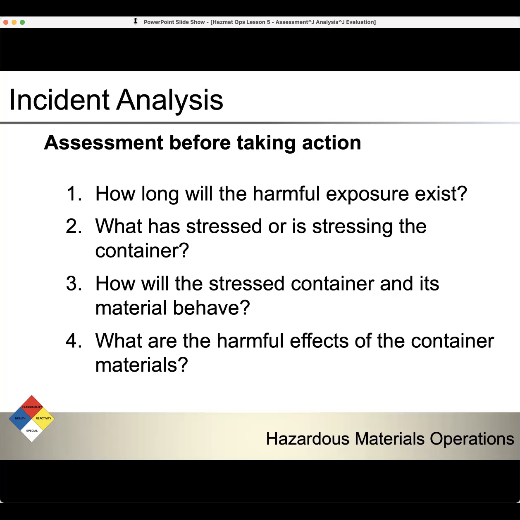If the container is not opened already, hasn't been breached, how will the stressed container and its material behave? So what is the type of breach that we can expect, and what's the dispersion pattern we can expect? And then what are the harmful effects of the contained materials?